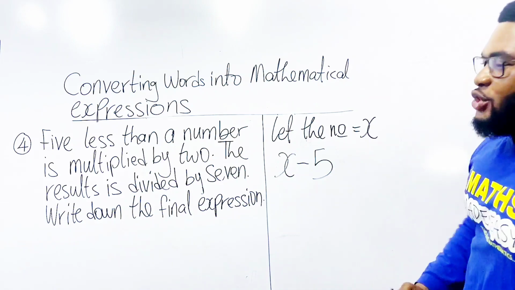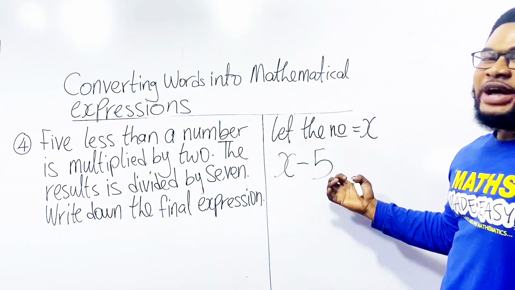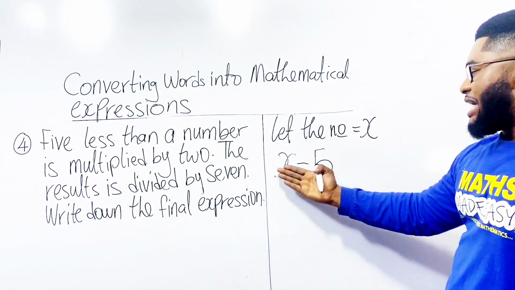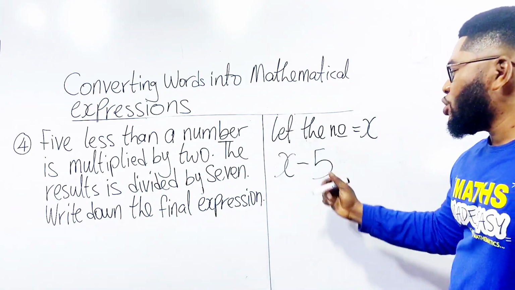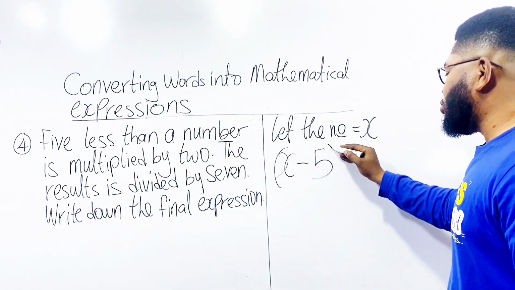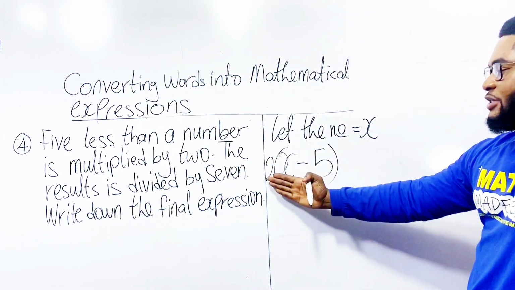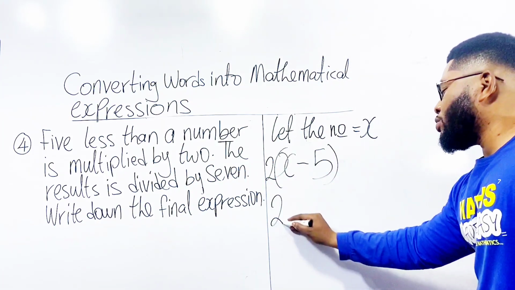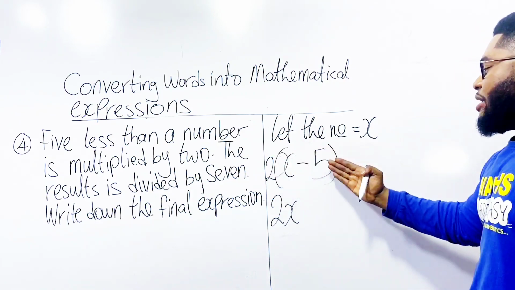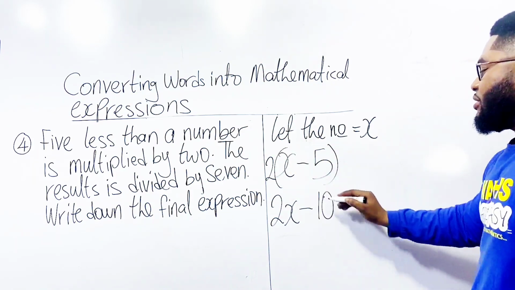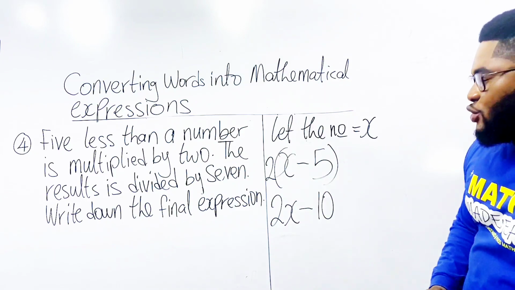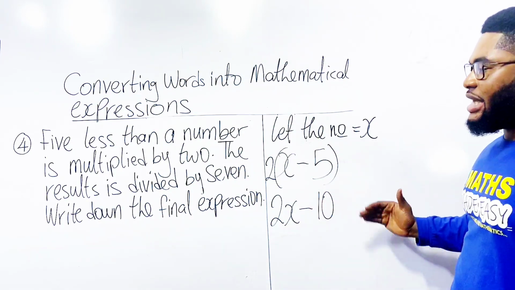Continue. It's multiplied by 2. What is multiplied by 2? 5 less than the number, which is x minus 5, is multiplied by 2. So everything here times 2. 2 into bracket x minus 5. So let's multiply. 2 times x will be 2x. 2 times minus 5 will be minus 10. Now we have 2x minus 10.